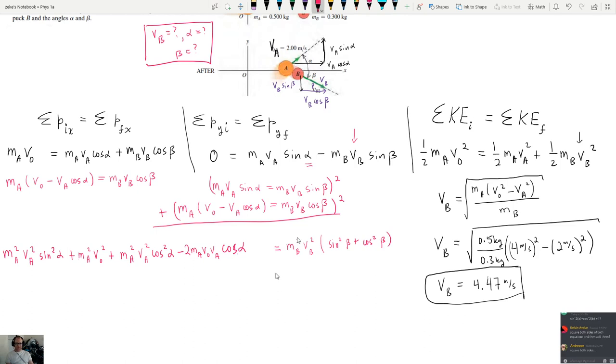Alright, so let's go ahead and solve now. The right-hand side is just going to be mb vb squared. We can group together this term and this term. Those will become one, because of the sine squared plus cosine squared being equal to 1. And then we have plus ma v naught squared minus 2 ma v naught va cosine alpha.